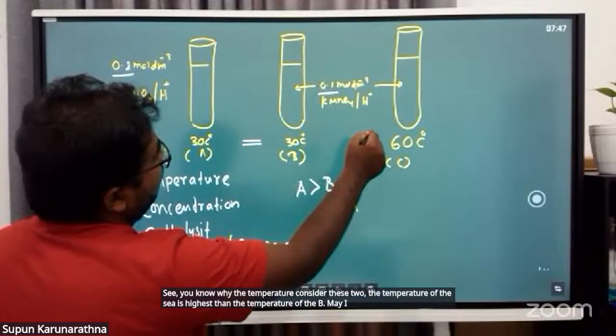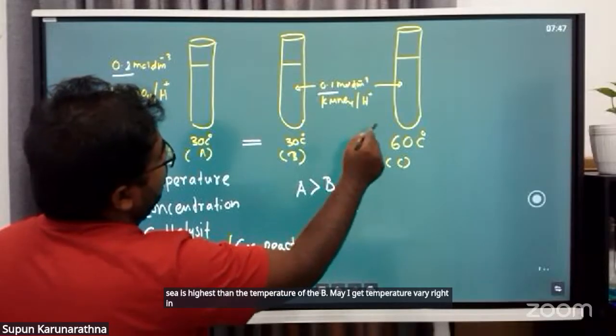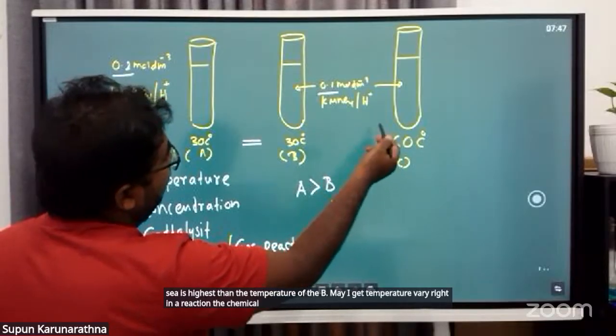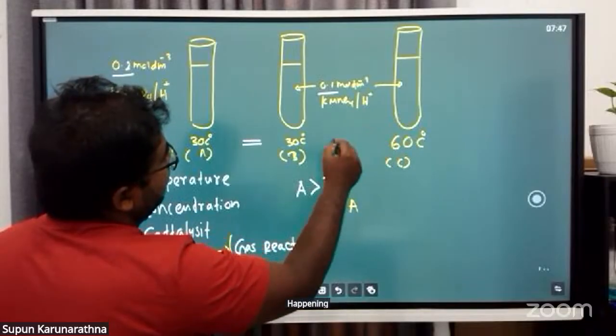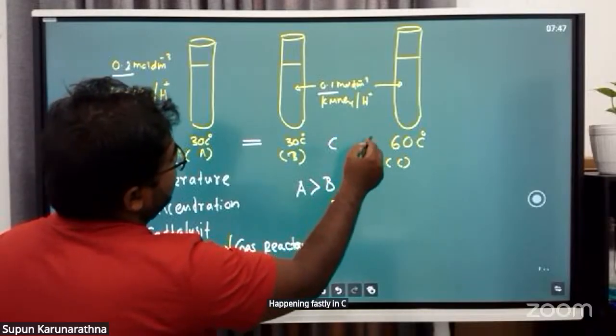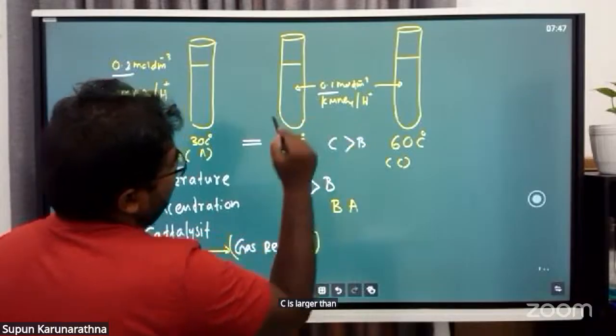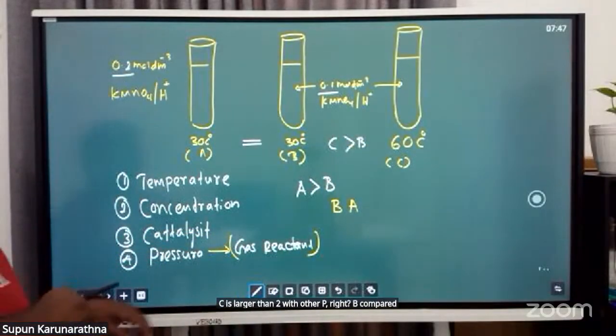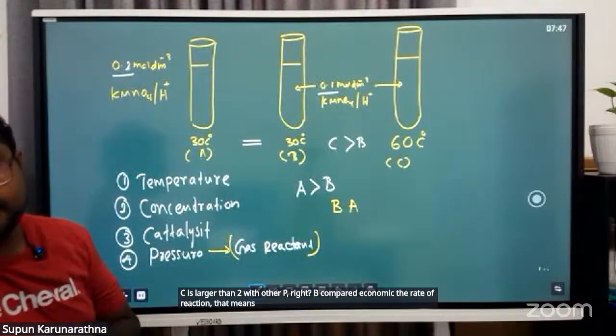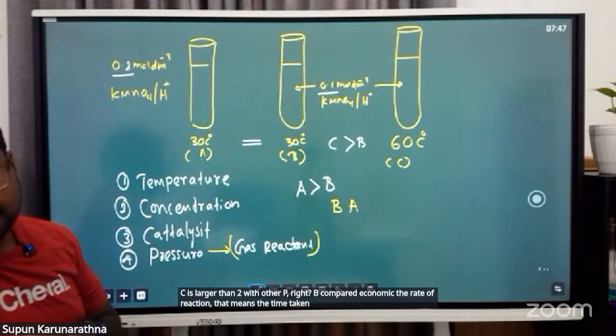මෙයාගේ temperature එක වැඩි. Right? The chemical reaction is happening fast in C. C is faster compared to B. Right? B compare කරාම C. The rate of reaction, that means the time taken. Right? Got the idea? Time taken.